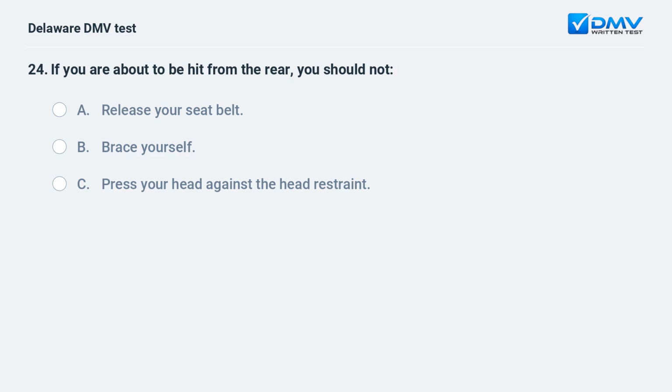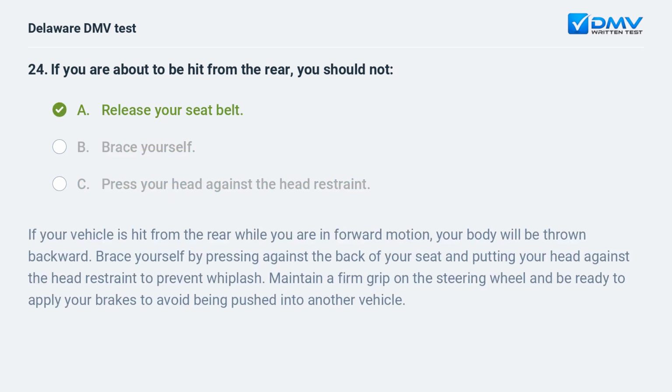If you are about to be hit from the rear, you should not: A. Release your seat belt. B. Brace yourself. C. Press your head against the head restraint. A. Release your seat belt. If your vehicle is hit from the rear while you are in forward motion, your body will be thrown backward. Brace yourself by pressing against the back of your seat and putting your head against the head restraint to prevent whiplash. Maintain a firm grip on the steering wheel and be ready to apply your brakes to avoid being pushed into another vehicle.